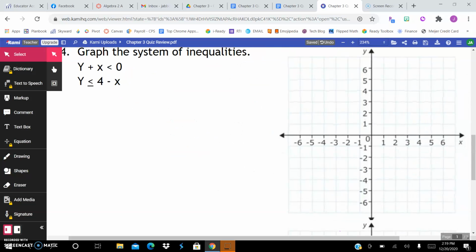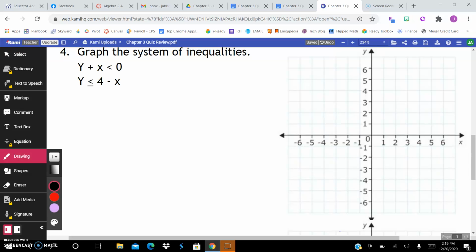Number 4, we're going to graph this system of inequalities. We have to solve both equations for y. That first one is not solved for y, so I'm going to have to minus x from both sides. I'm going to end up with 0 minus x, which is really just negative x.